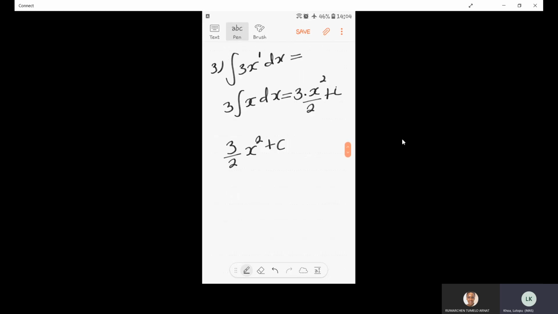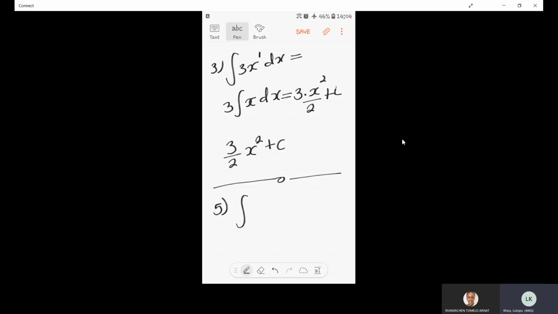And then always try to differentiate what you get, see if it gives you back the original function. If it does, then you know what you did is correct. If not, you have to check your working and see if you did something wrong.